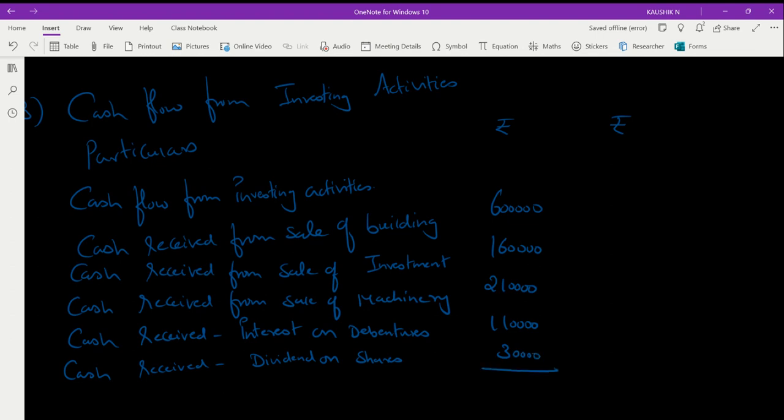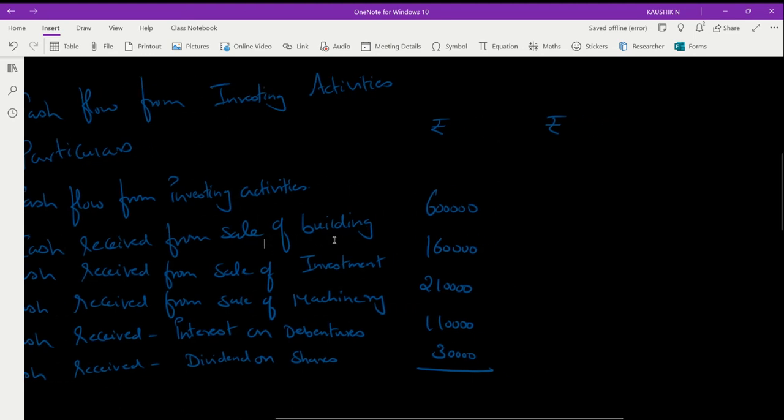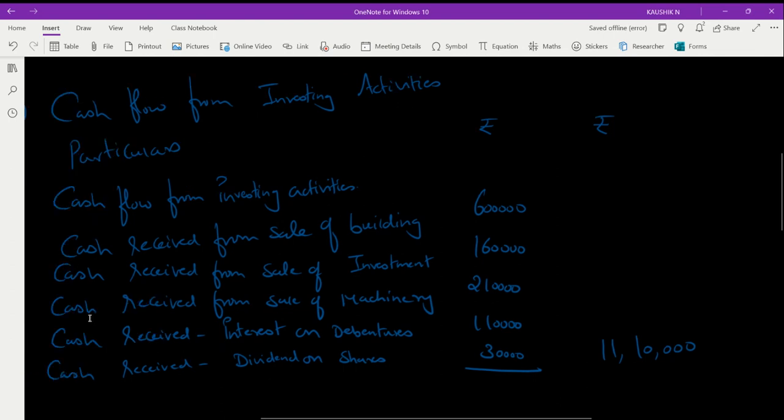Now, add all these values. Okay, you can just add all these values: 6 lakhs plus 1 lakh 60 plus 2 lakh 10 plus 1 lakh 10 plus 30. If you add all these values, you'll be getting an amount of rupees 11 lakh 10,000. Write that value in the outer column. 11 lakh 10,000.